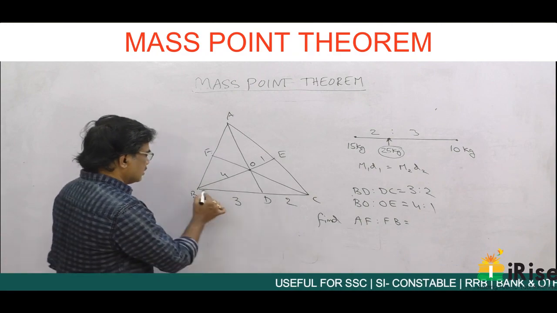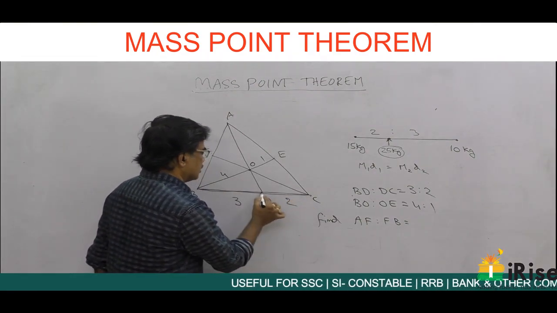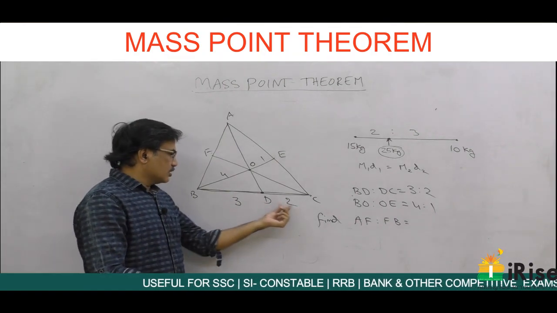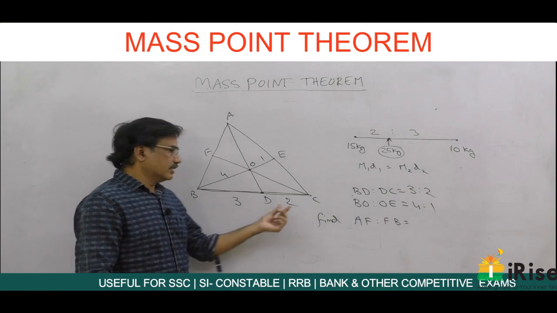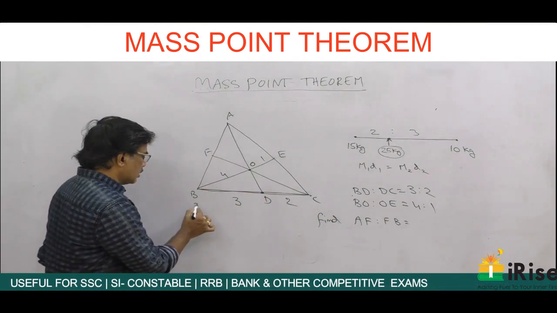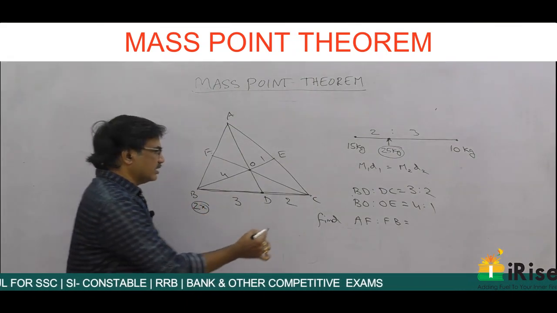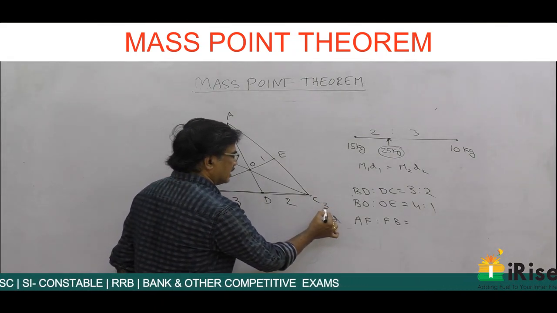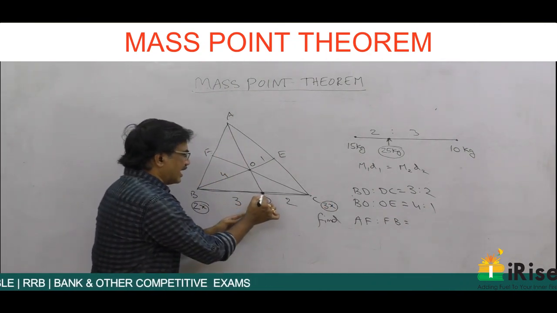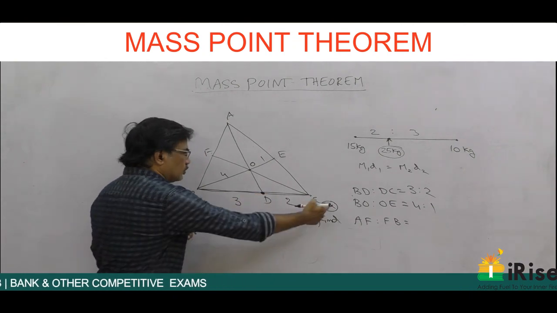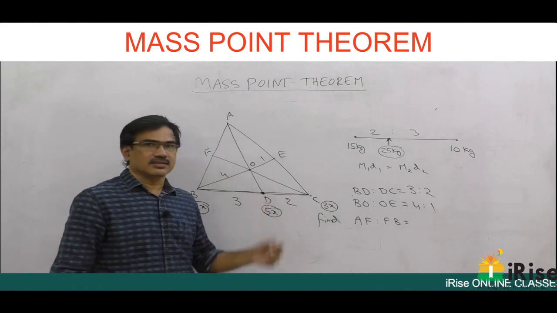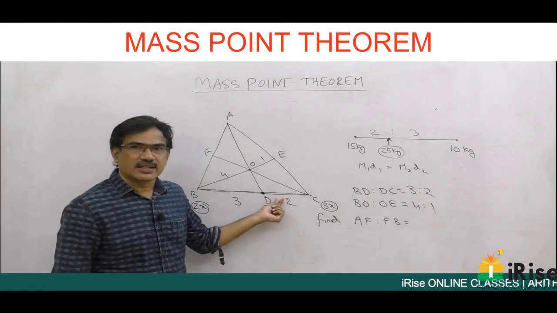Here, consider this as a rod. Let this be the balancing point. If the distances are in the ratio 3:2, then what about the weights? The weights are in the ratio 2:3. For example, if you put 2x kg weight here, and 3x kg weight here, then the total weight, 2x plus 3x, so 5x kg, acts at this point D.